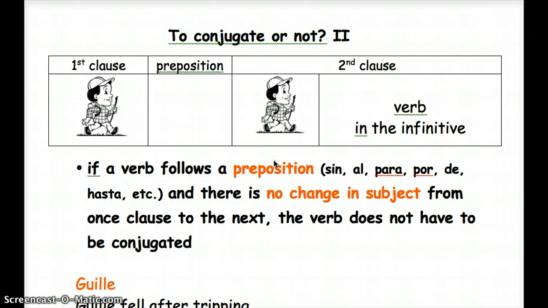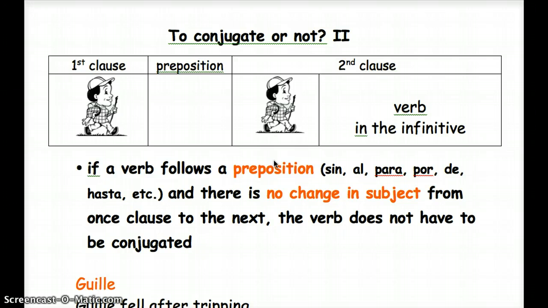Last chapter, we talked about the fact that if in Spanish you have a sentence that has 2 clauses, think of them as 2 mini sentences in one sentence, and in the second clause there's a verb that follows a preposition. A preposition being something like without, sin, al, upon, para, in order to, por, by, de, which might be with después de, after, hasta, until.